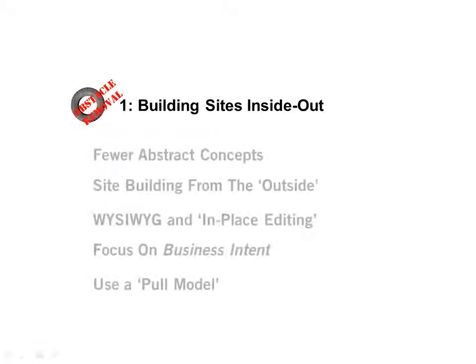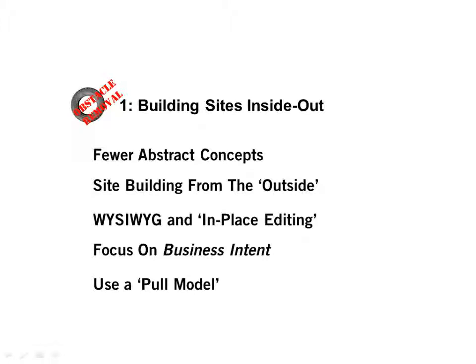And I'll talk about what that means a bit later, but how do we get rid of this inside-out problem? Well, we need fewer abstract concepts. We need to look at site building from the outside, and that means looking at it from the point of view of most users. They see it as things on a screen. We also need to then explore things like in-place editing, because that's an outside point of view. And even further outside is the notion of looking at a website from the point of view of its business intent. Why does it exist?